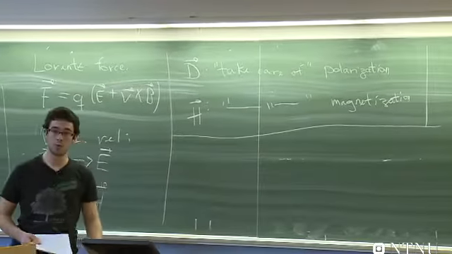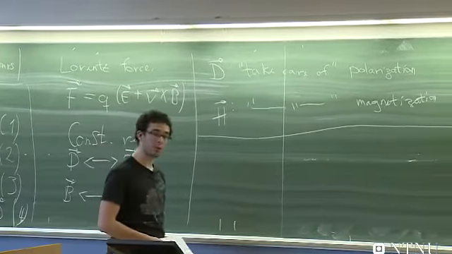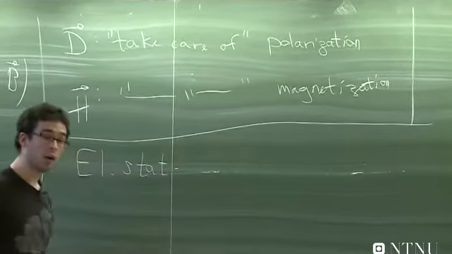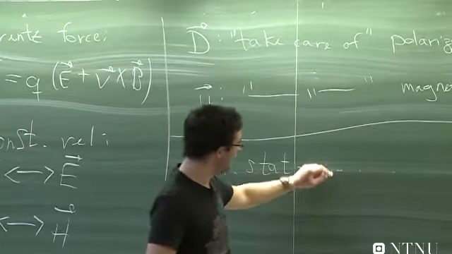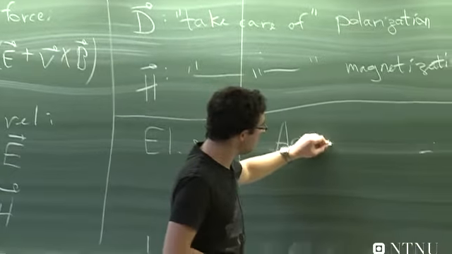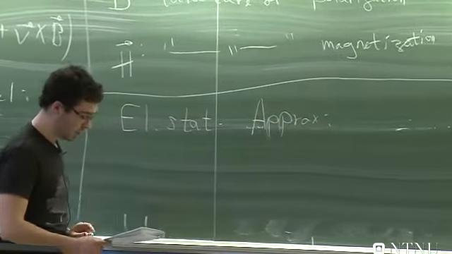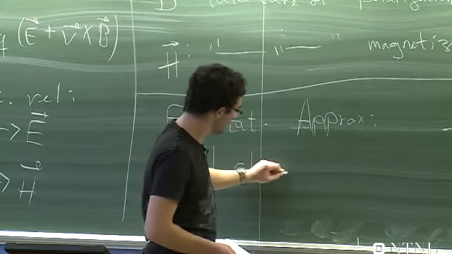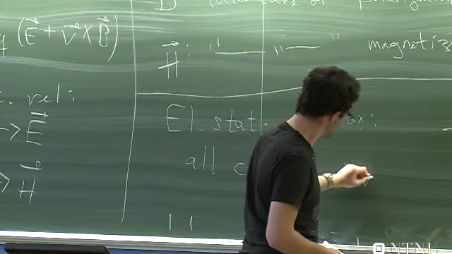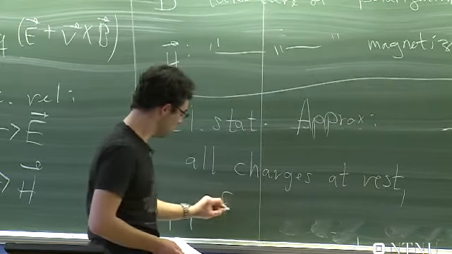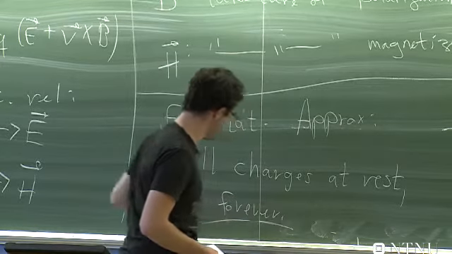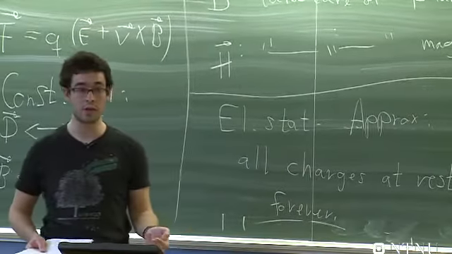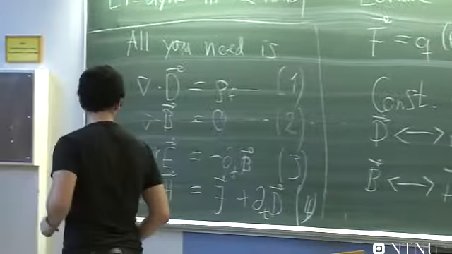Now, let's move on to each part in detail. And first of all, I want to discuss electrostatics. And the approximation we make here is as follows. It is that all charges are at rest forever. And then if you know this assumption, you can just go to the Maxwell equations and figure out what the equations of electrostatics are. And the equations of electrostatics are then easy.